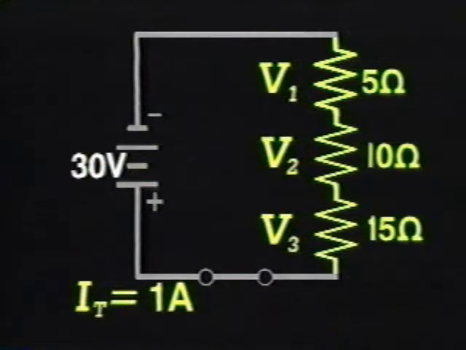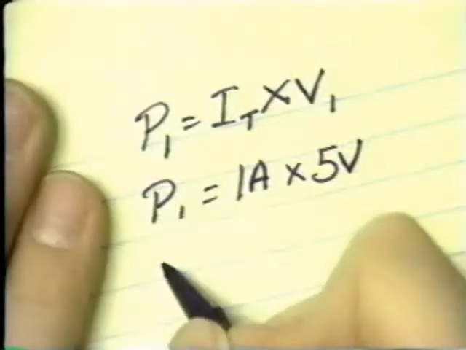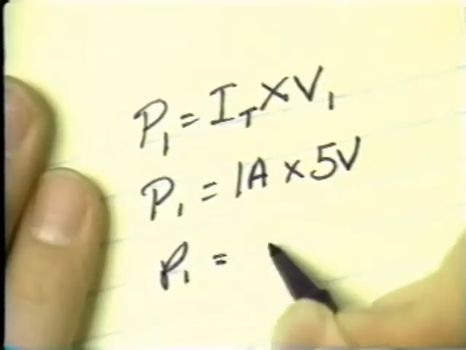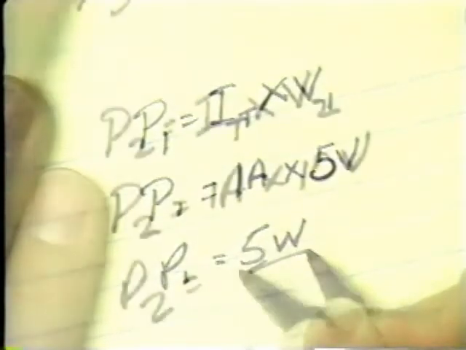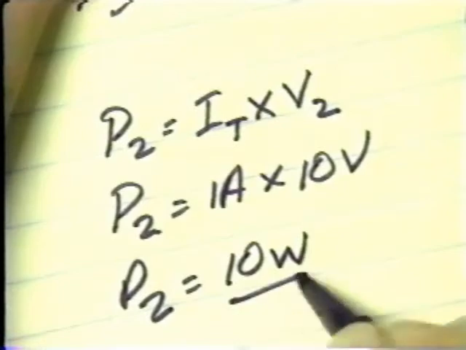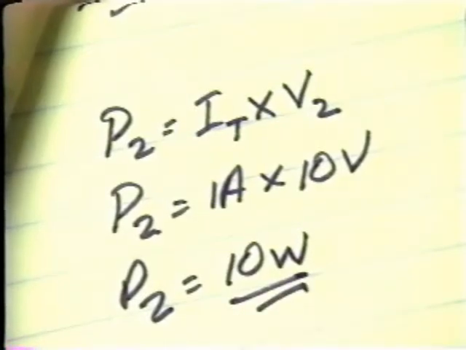You can also calculate the power through each component by multiplying the voltage drop across the component times the current. P1 equals 1 amp times 5 volts, or 5 watts. P2 equals 1 amp times 10 volts, or 10 watts.